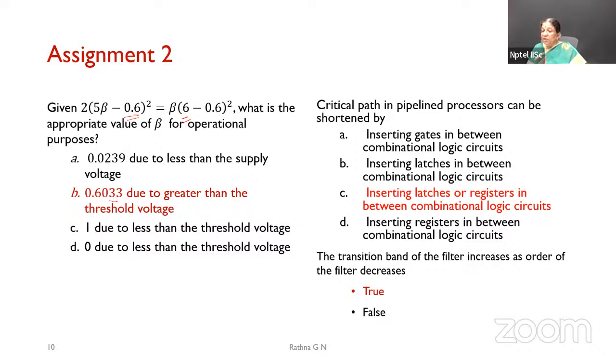The transition band of a filter increases as the order of the filter decreases, which is true in this case. As you will be seeing, this is my transition band. As the filter order increases, this is going to be shortened. So the more the order, the sharper the cutoff we'll be having. This is my transition.